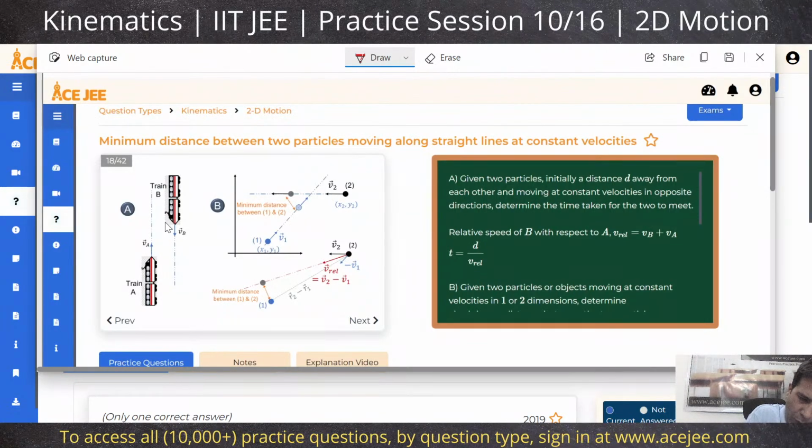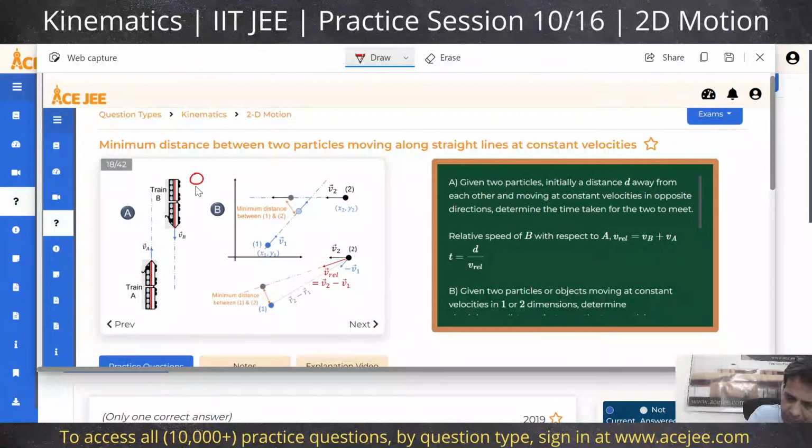Okay, so one is if the two trains are headed towards each other. Let's say the velocity is VA. This is my train, A, and the other train, or whatever the object that you want to think of, is in this direction. How much time will it take for them to collide if the distance between them at time t equals 0 is d? What will that be?